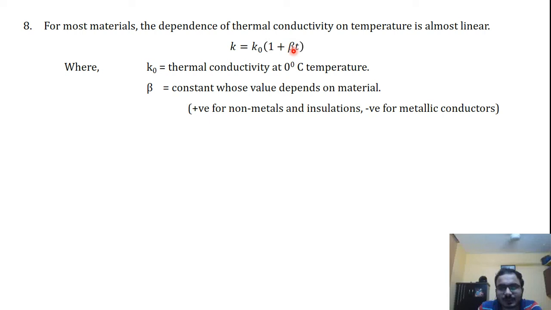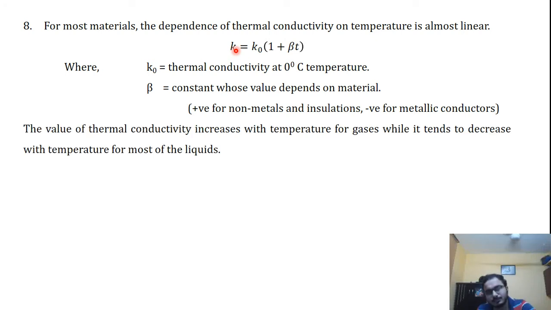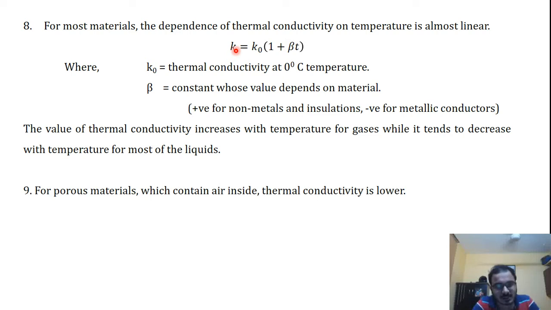So if beta is negative, then as temperature increases, the value of K decreases. So for the case of metallic conductors, the temperature increases means the thermal conductivity value will decrease. Now the value of thermal conductivity increases with temperature for gases, while it tends to decrease with temperature for most of the liquids. So this point has already been discussed in our previous slide. Ninth point is, for porous materials which contain air inside, the thermal conductivity is lower.